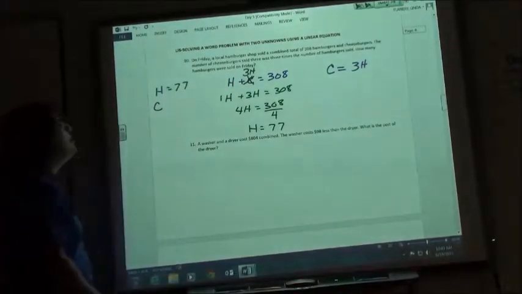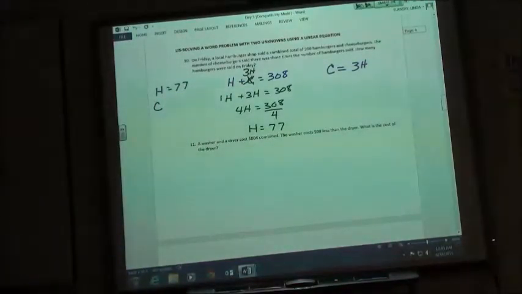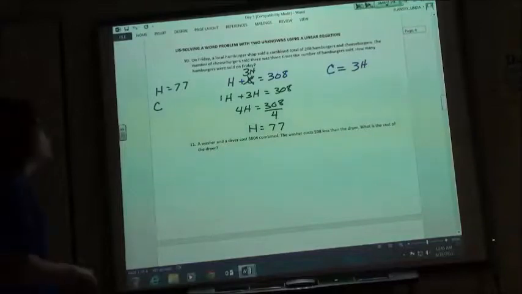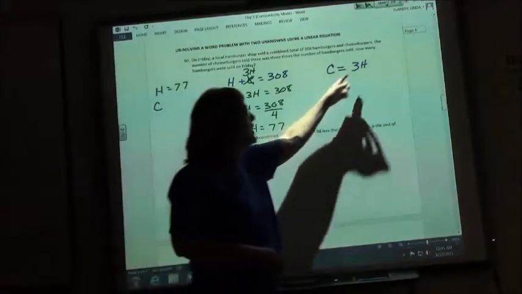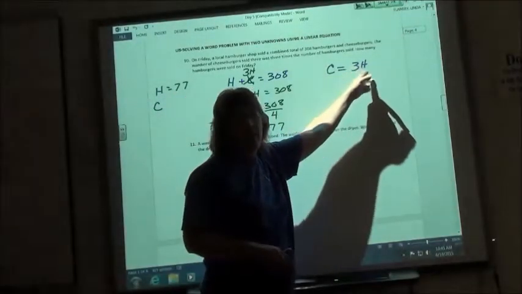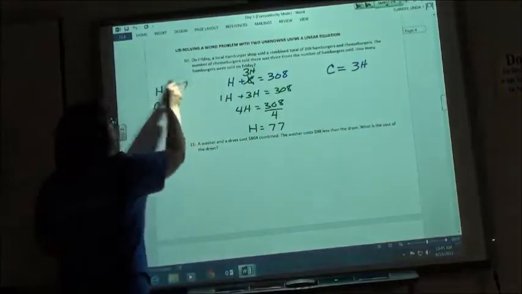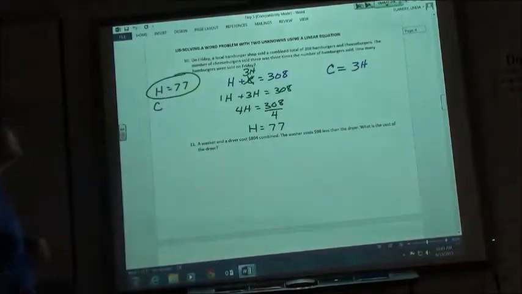Now I have to be careful to make sure I answer the question. This one says how many hamburgers were sold, but it could have asked me for how many cheeseburgers were sold. If it had asked me for the cheeseburgers, I'd have to go over here and multiply by 3. It didn't, so this is just going to be my answer. 77 hamburgers were sold.